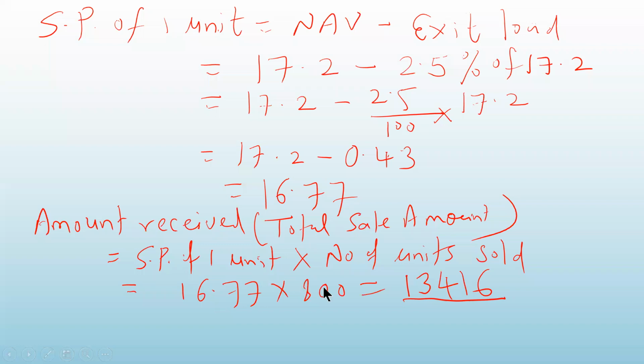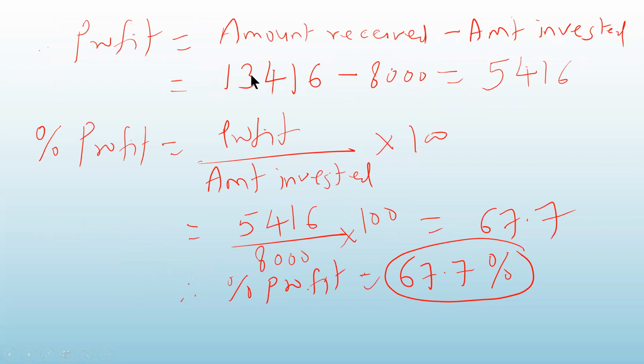When you multiply it by the number of units sold, you get the total selling price or amount received. When you subtract amount invested from amount received, you get the profit. To find the percentage profit, it is profit upon amount invested into 100. So profit is 5,460, amount invested is 8,000, into 100. So you get 67.7%. This completes this problem. Let us go to the next problem.